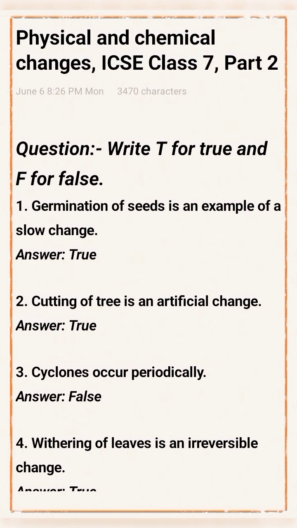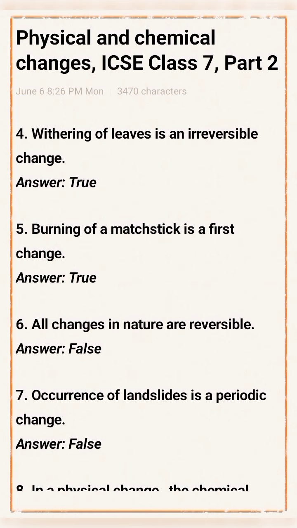Now we discuss the decision box. Write T for true and F for false. At first, germination of seeds is an example of a slow change. Answer: true. Next, cutting of a tree is an artificial change. Answer: true. Cyclones occur periodically. This statement is false.